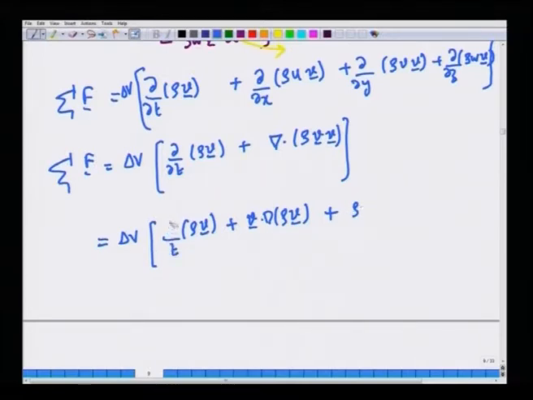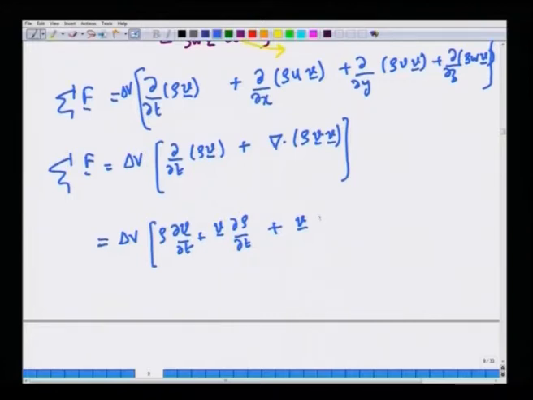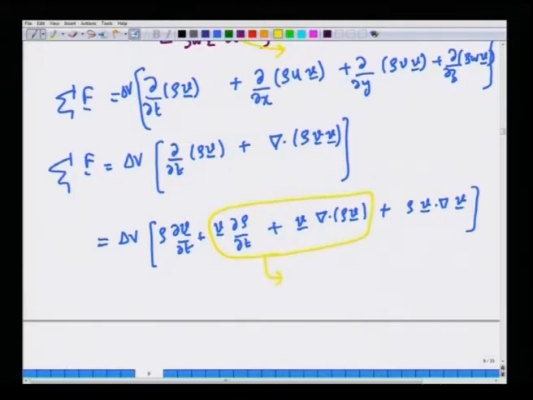So, let me simplify the entire thing. We can write this as rho dv dt plus v d rho dt plus v times del dot rho v plus rho v dot del v. Now, this is essentially v times d rho dt plus del dot rho v, that is identically 0 by the continuity equation, conservation of mass. The differential balance of mass has already given us the same equation.